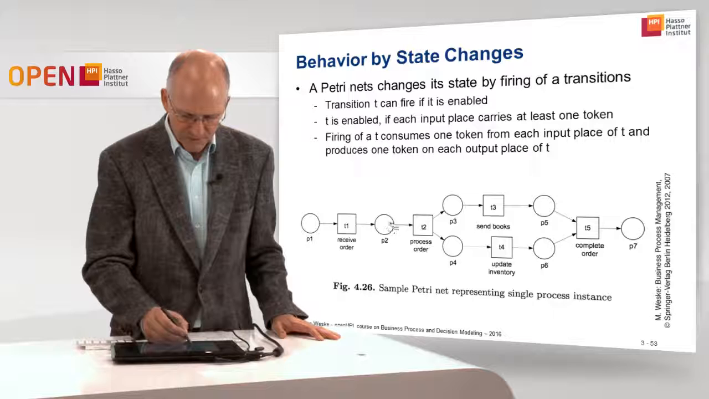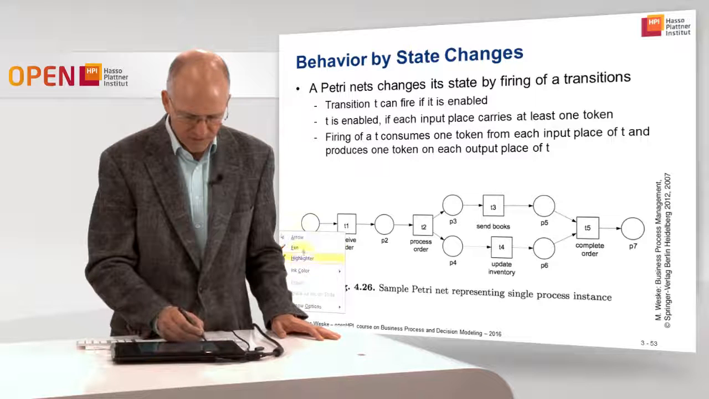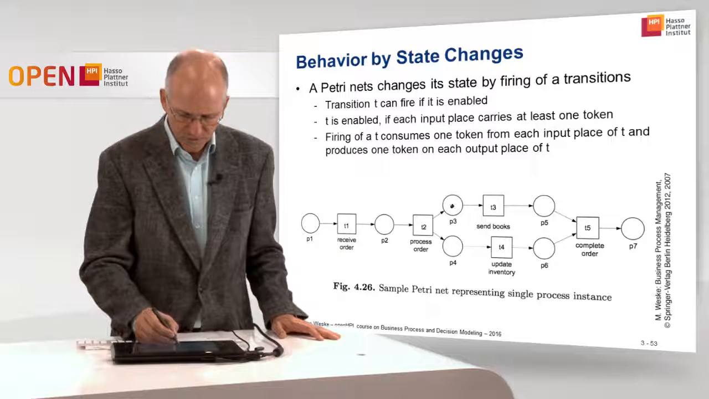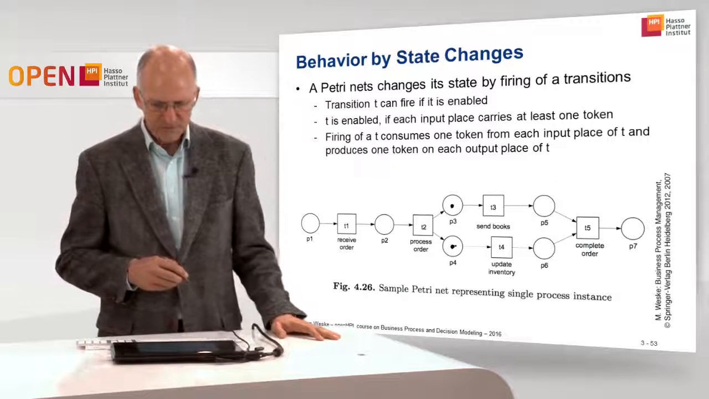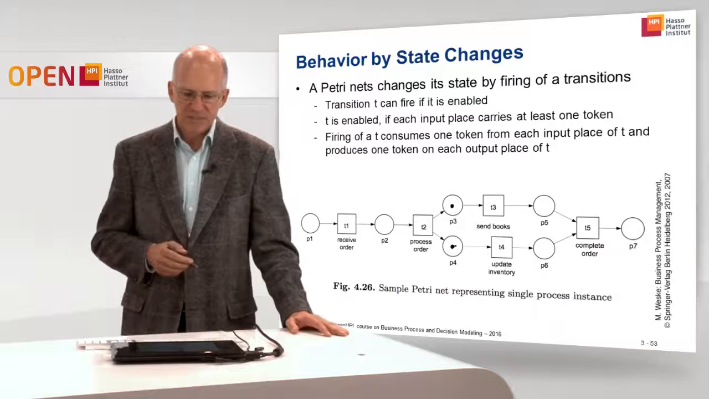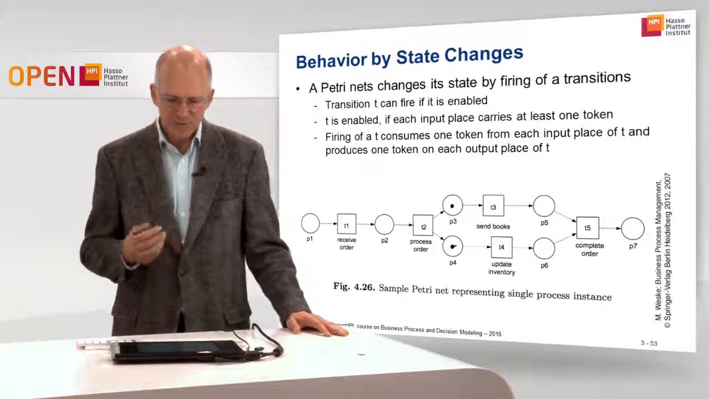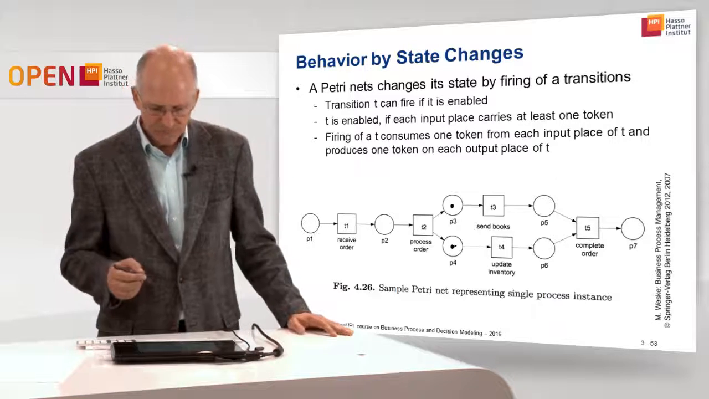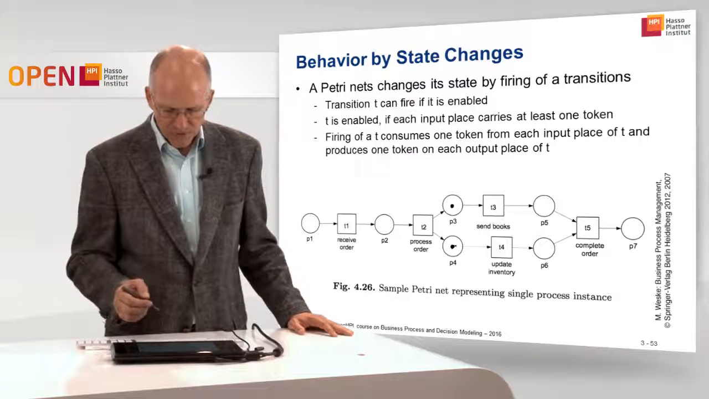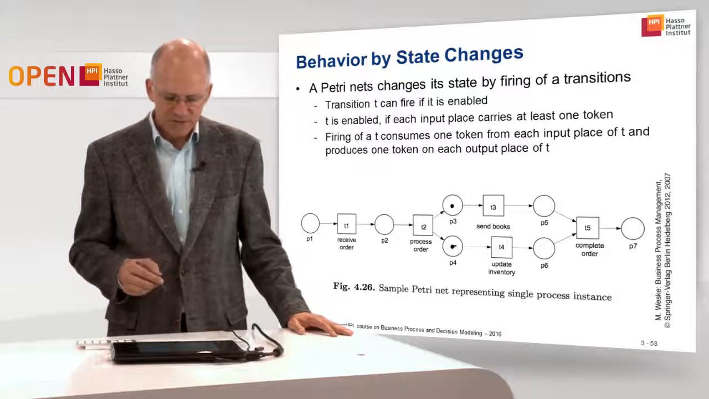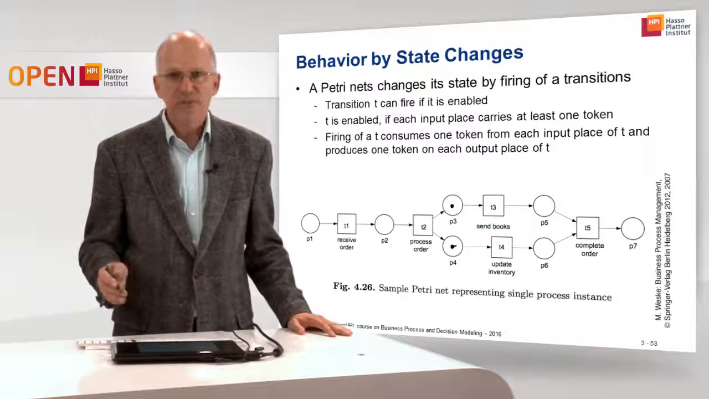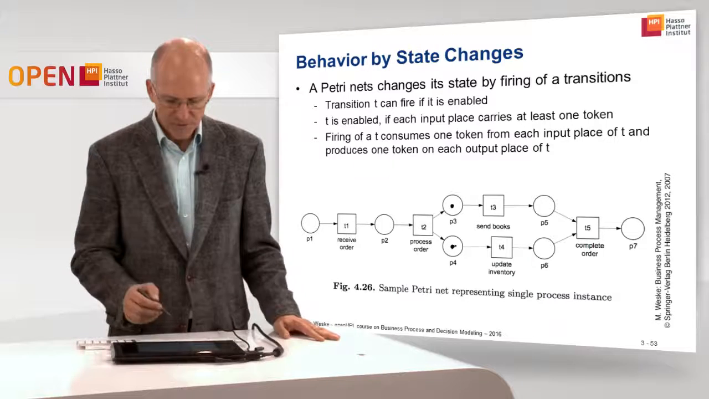So I erase the token here. That's also done in an atomic step. So that's the state of the Petri net, the process after the firing of T2. Then we have a concurrent branch here. We see also concurrency, that send books and update inventory can be executed in any order.